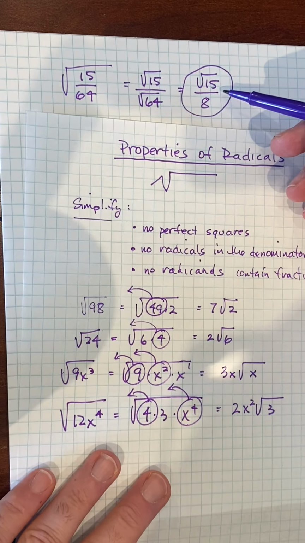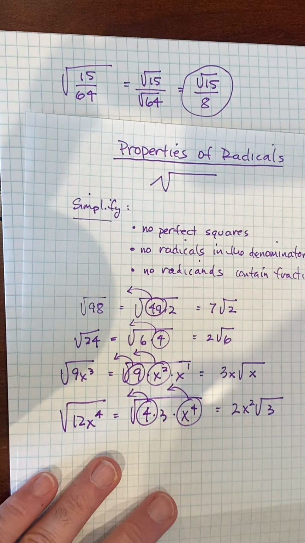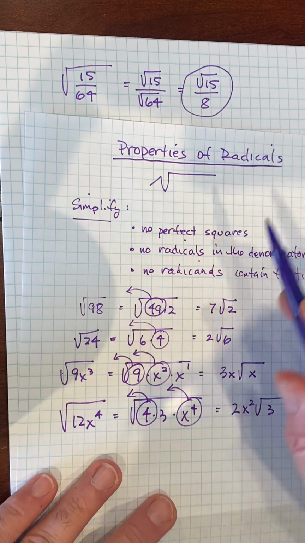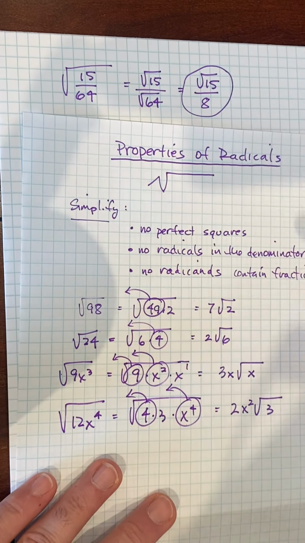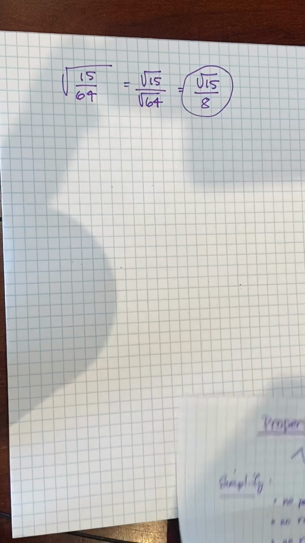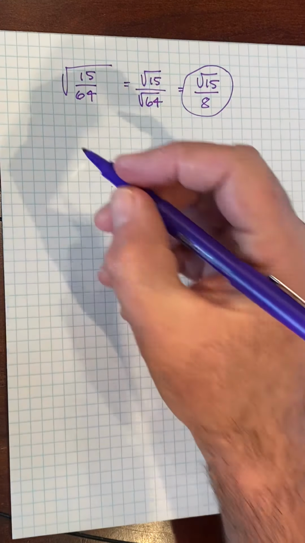Because if you recall our three objectives: no perfect squares, none. No radicals in the denominator, 8 is all by itself. And no radicands contain fractions. Well, the only radicand is 15, and it does not contain a fraction. Okay? Let's try another one of those.